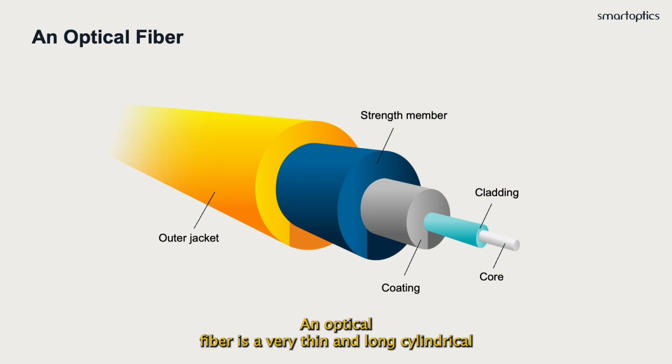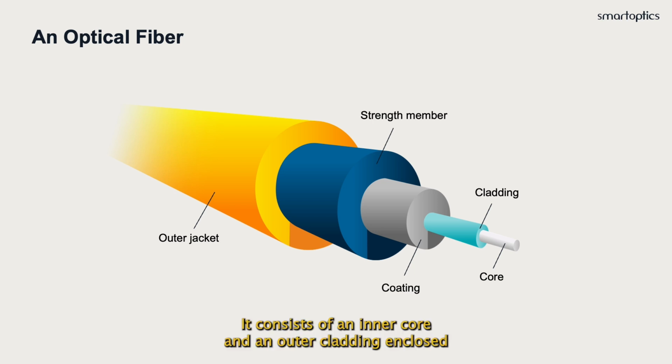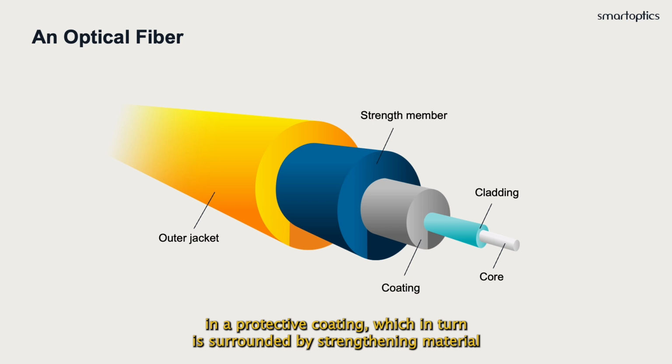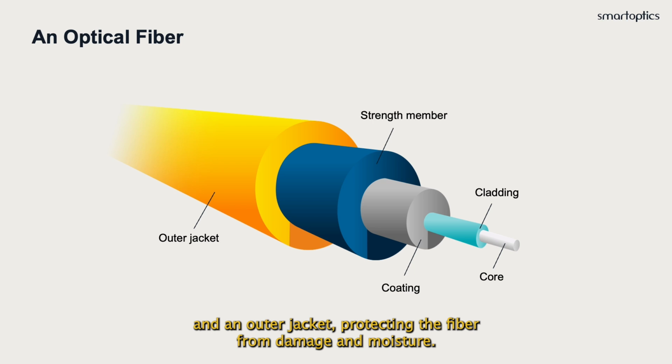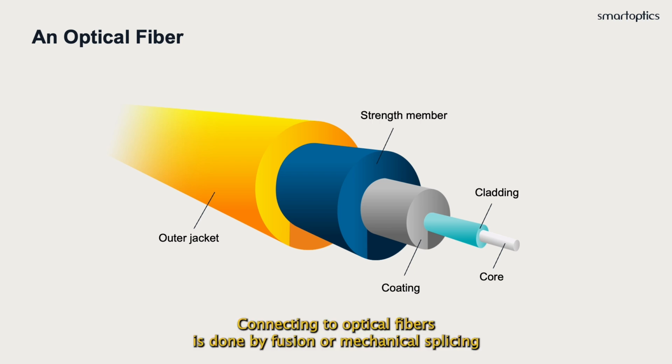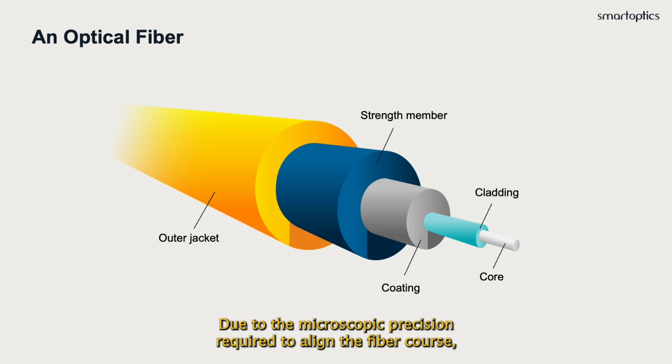An optical fiber is a very thin and long cylindrical piece of pure silica glass acting as a waveguide for light. It consists of an inner core and an outer cladding enclosed in a protective coating, which in turn is surrounded by strengthening material and an outer jacket, protecting the fiber from damage and moisture. All in all, the strand of combined coating, cladding, and core is typically about the same dimension as a strand of human hair. Connecting two optical fibers is done by fusion or mechanical splicing and requires special skills and interconnection technology due to the microscopic precision required to align the fiber cores.